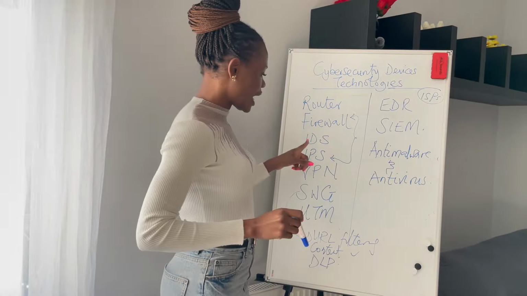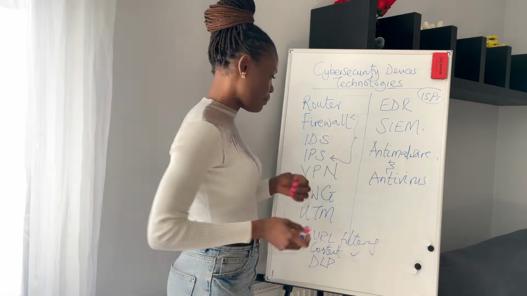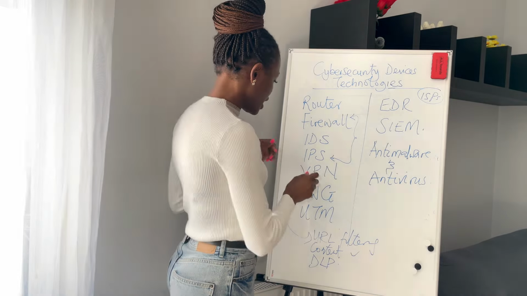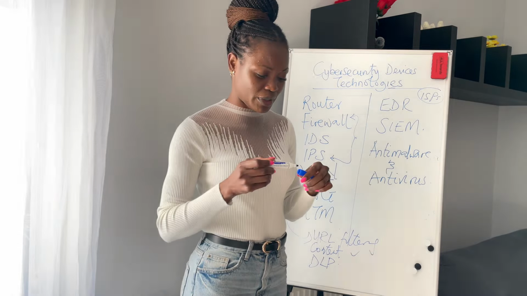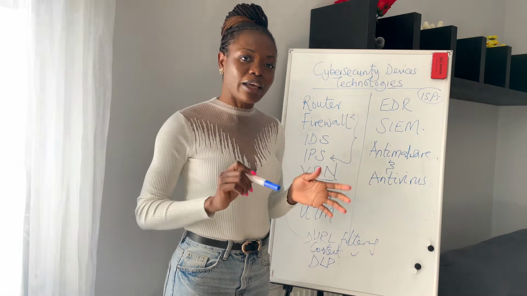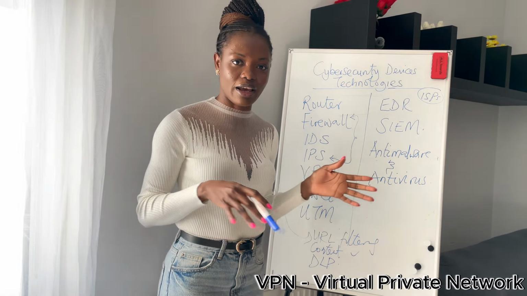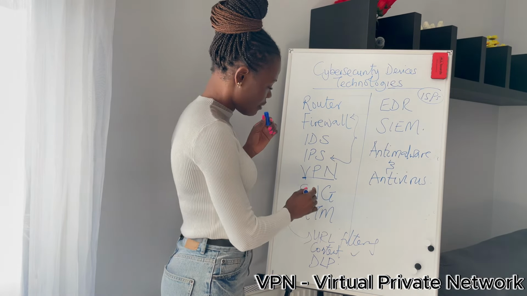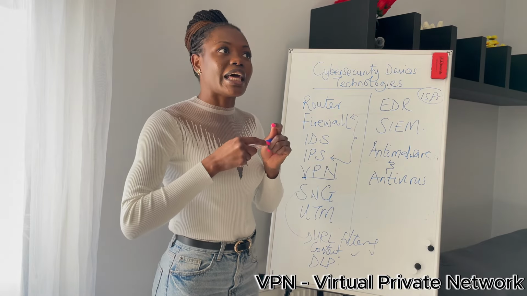So again, IDS is intrusion detection system, so an intruder. IPS is intrusion prevention system. Now let's move to VPN. I know many of you know about VPN because when it comes to location, you're able to sign up to a VPN and say I'm in China while you're in an African country or something like that. The full meaning of VPN is virtual private network. And what does it mean? It just means like a secure tunnel.